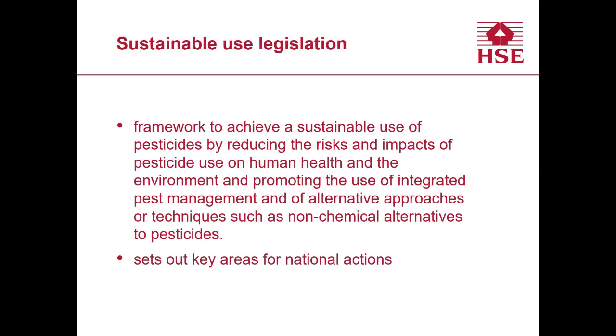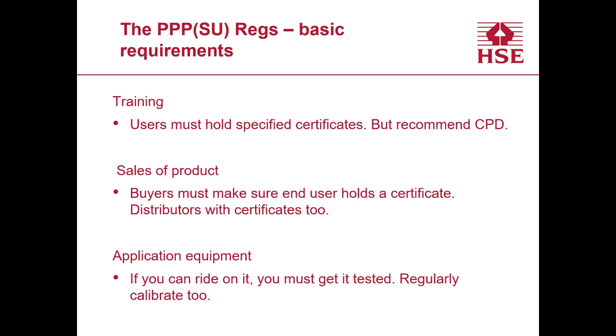The sustainable use legislation is still there and unchanged, and just to give you the headlines, what it's trying to do is get a sustainable use of pesticides by reducing risks and impact on health and the environment, and particularly promoting the use of IPM and of alternative approaches and techniques. And the legislation sets out the areas that we need to follow and the need for a national action plan. This is all followed through, as Greg mentioned at the outset, into the Plant Protection Product Sustainable Use regulations as well. And again, these requirements haven't changed on leaving the EU.